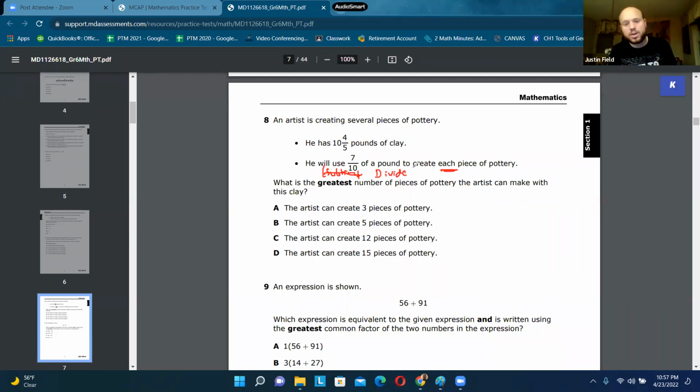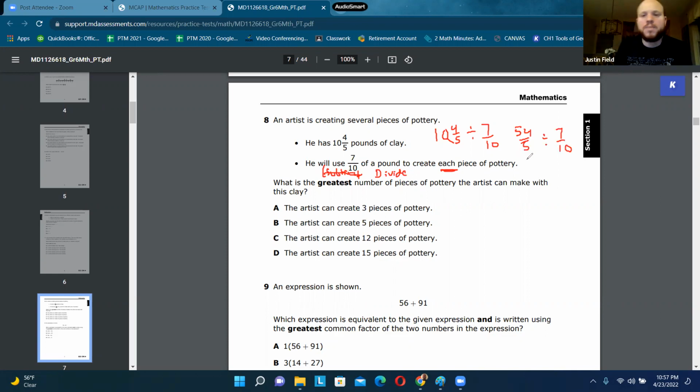If he was going to use a total amount, that would be subtraction. But if he's using 7/10 for each, that's division. So we're going to take 10 4/5 and divide it by 7/10. Let's make 10 4/5 into an improper fraction. 10 times 5 is 50, plus 4 is 54. So this is 54 over 5 divided by 7 over 10.